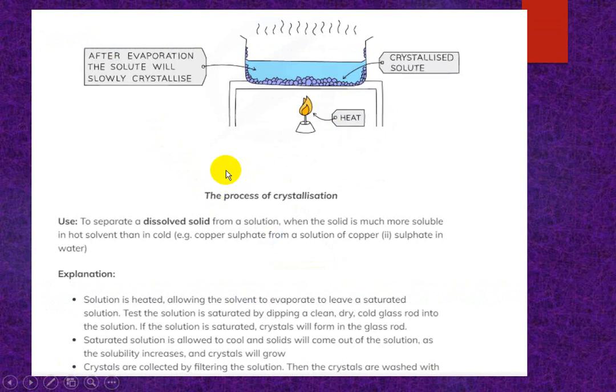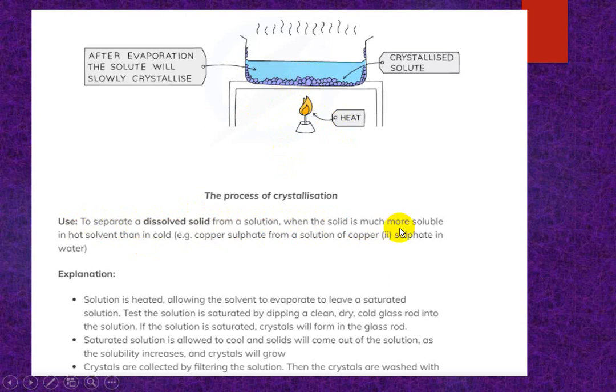Now this second process is crystallization. In crystallization, a solid is separated, but this solid is a soluble solid, like copper sulfate or potassium nitrate, a soluble salt, and water. We heat the soluble salt solution and form crystals. Then by filtration we separate them. When we cool the substance, this is used to separate the dissolved solid from a solution, meaning soluble solid from solution.